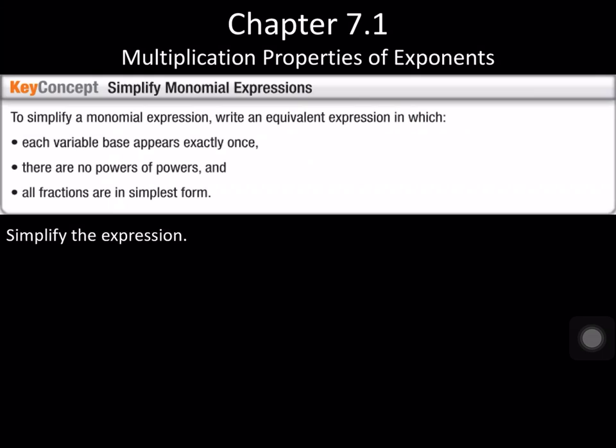Let's talk about simplifying just a second, because what simplifying means is that I'm only going to see every variable once. So I'm not going to have x in 2 places or y in 2 places. There are going to be no powers of powers. In other words, all of my parentheses have been taken care of, and all of my exponents outside of parentheses have been dealt with. And then all of my fractions have been simplified.